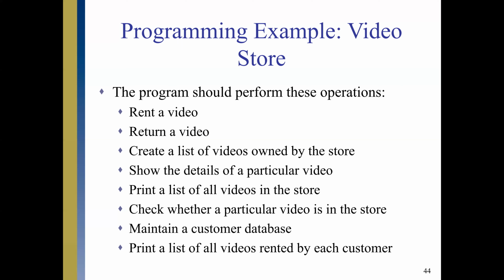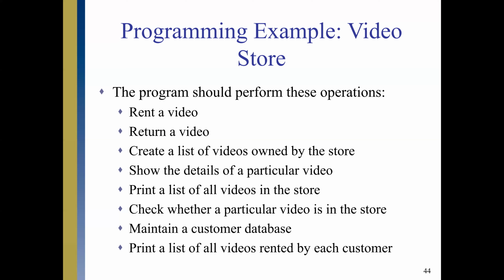So here we are going to create a list of videos owned by a store. Then we show the details of a particular video, the name of the video, and you can add the authors, etc. The more information you have, the more instance variables we need. We can print a list of all the videos using a second pointer to go through the list of videos, printing every round. So we have that method.